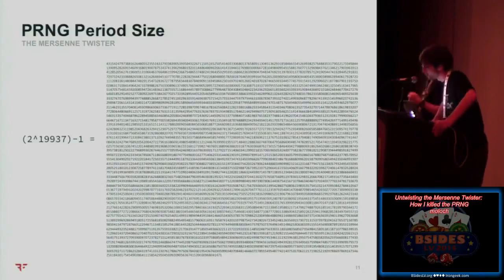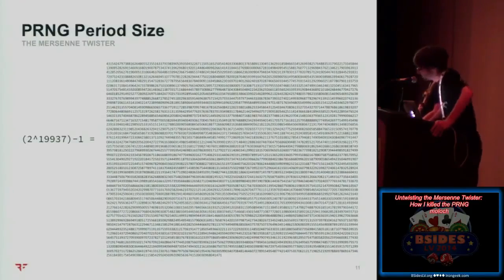So that's one important property. However, the Mersenne twister is not cryptographically secure, as hopefully we all know. So the period size isn't everything. Even though this has a very large period and it creates very good randomness, it's not suitable for cryptography.